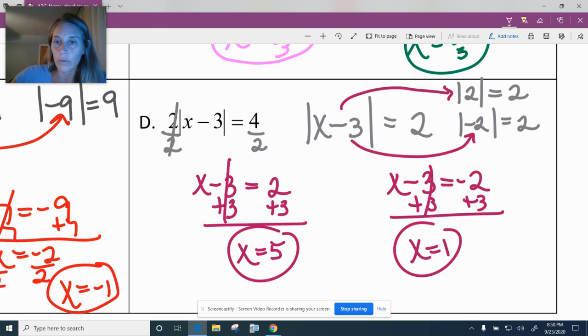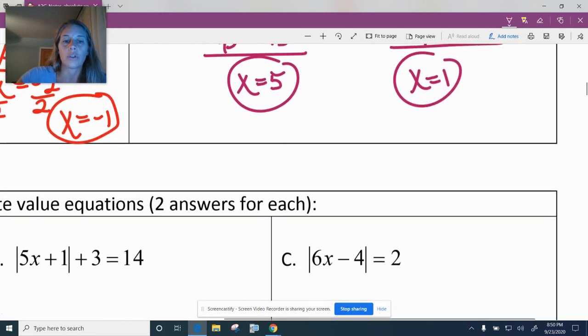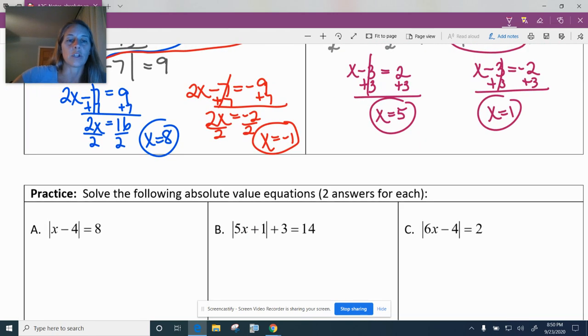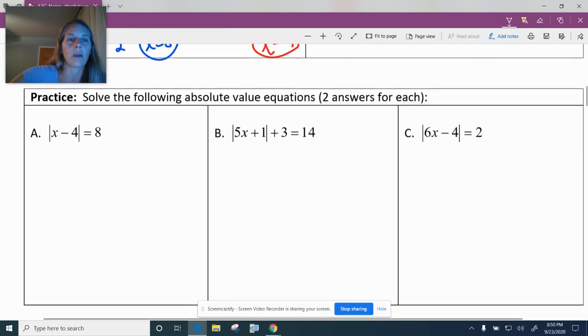So now we're going to move on to these 3 examples here. I'm just going to go through them real quick. You might want to pause the video, practice, make sure you can do them, and then check your work. That's an option. If not, follow along.